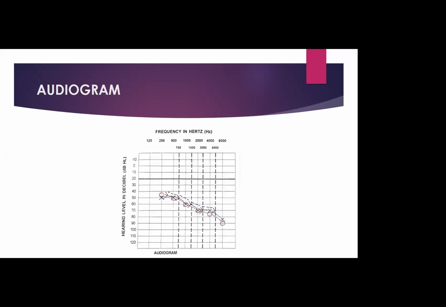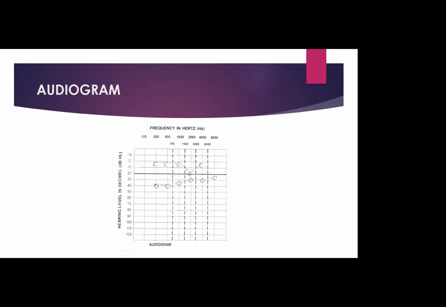Similarly, here we can see a high frequency sloping type of loss. The air conduction and the bone conduction thresholds are the same, so there is no air bone gap. So this indicates a sensorineural type of hearing loss.